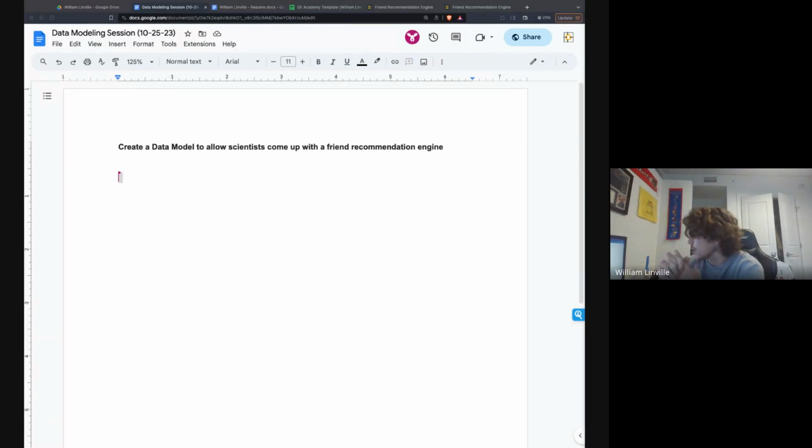So right now we're looking at creating a data model to allow our data scientists to come up with a friend recommendation engine. Okay, so a couple questions here. Can we base some assumptions off a friend recommendation system? What are our users looking like in this? What would the users be interacting with? What attributes are you thinking of, like their backend or downstream model that would lead to these recommendations?